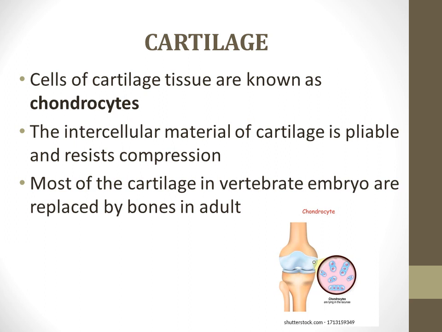Then, most of the cartilage in a vertebrate embryo is replaced by bones in adults. That is the point we discussed now. In most of these vertebrates, this cartilage tissue becomes bone when they become adults. So the figure I displayed there shows a chondrocyte cell and the bone. So chondrocyte cells become bone, right?